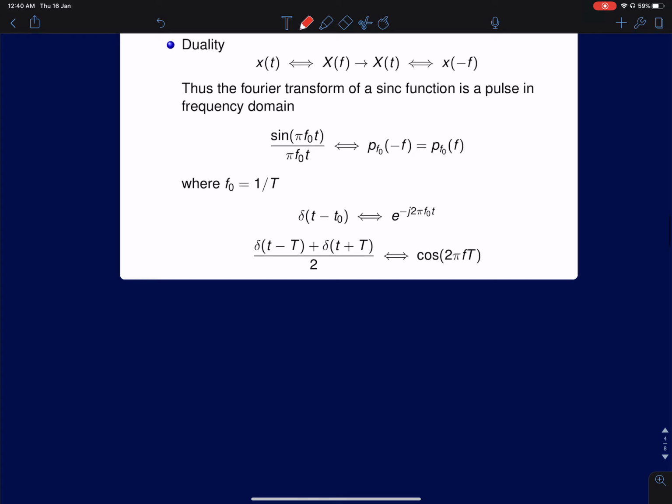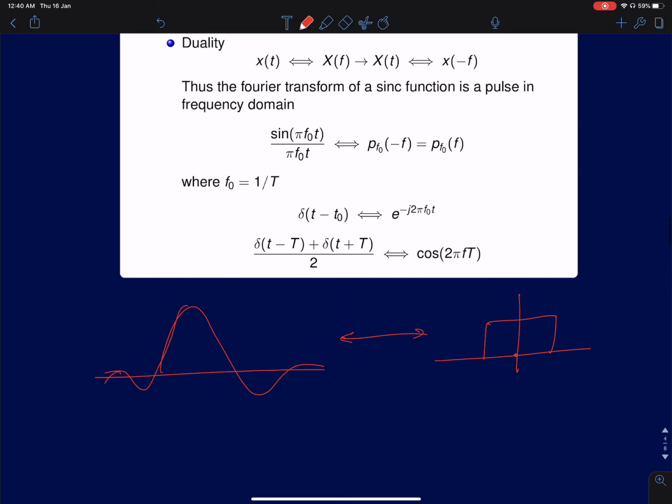okay, using this duality property, I can very easily say that if a signal is a sinc function in time domain, in frequency domain, you just have to repeat the function. I mean, you have to just take x of minus f. You have to just mirror image it around origin. But if it's an even function in time domain, it will be an even function in frequency domain as well. So for a sinc function, the Fourier transform is a pulse function.